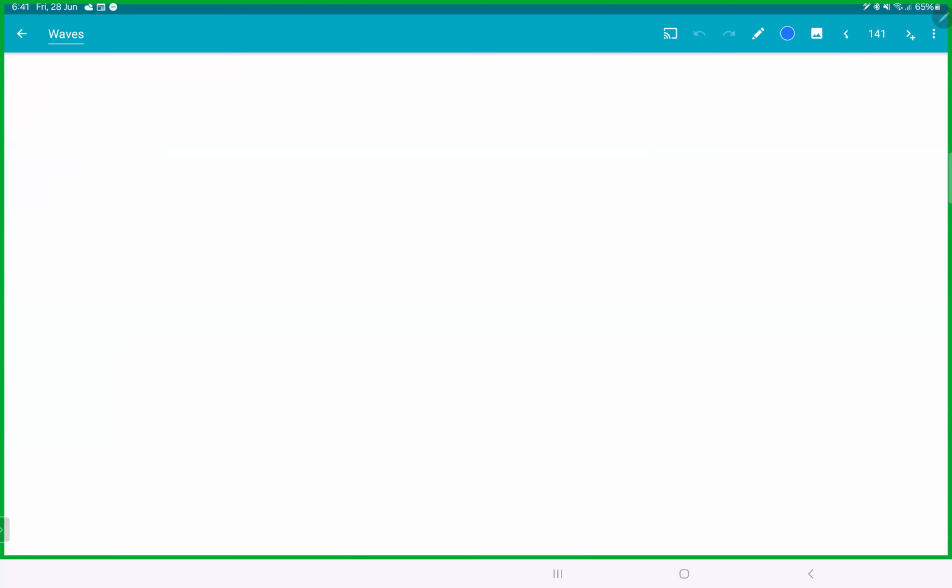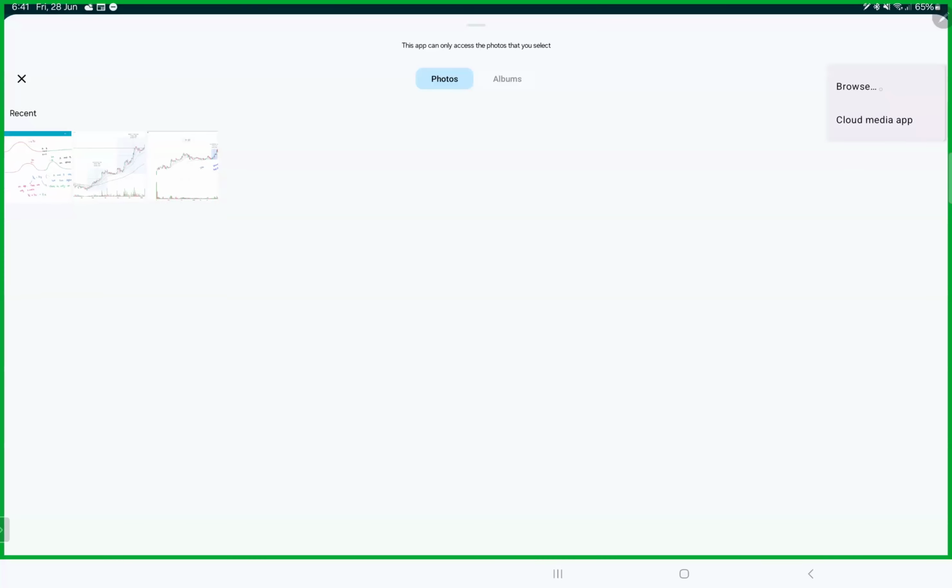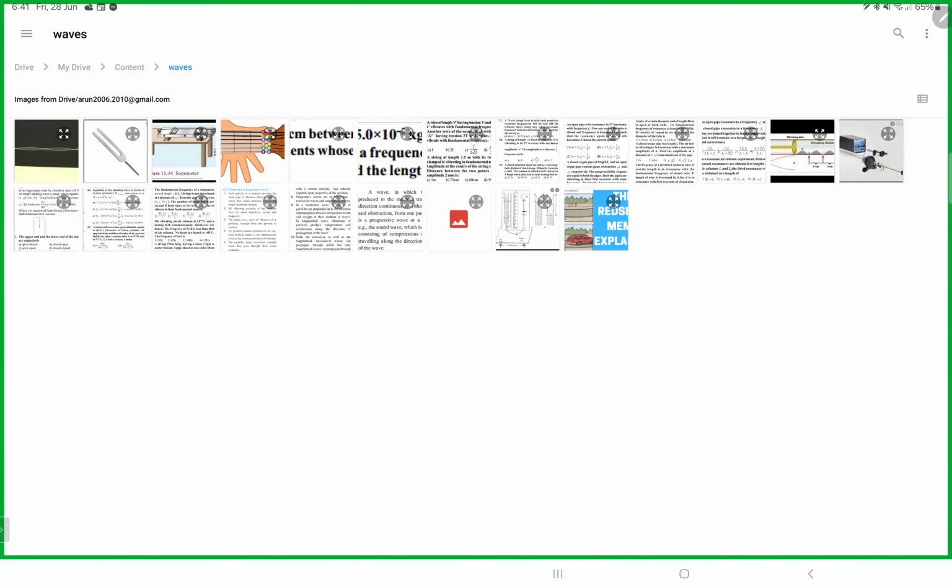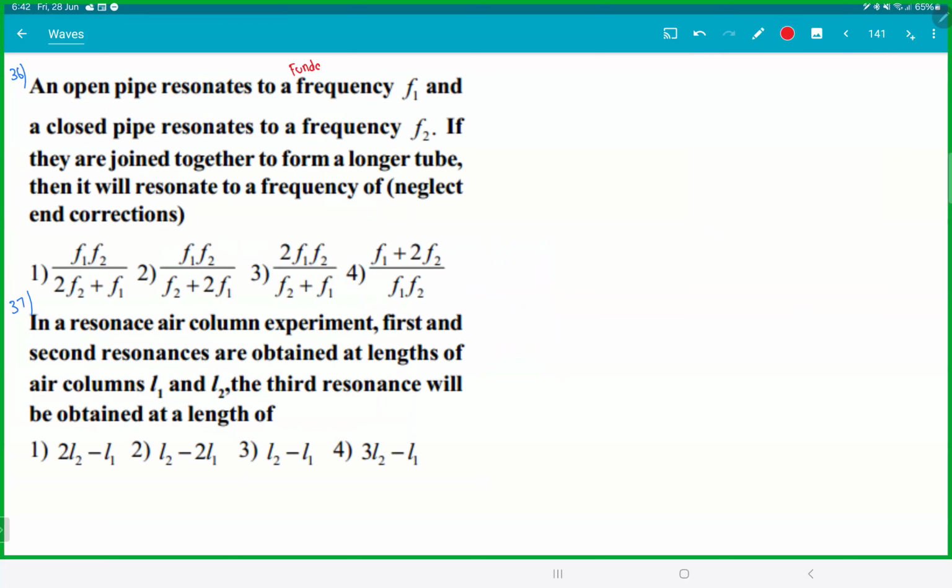This thing that we already did. Let's get this. This is a fundamental frequency. This is also a fundamental frequency. This is all a fundamental frequency.